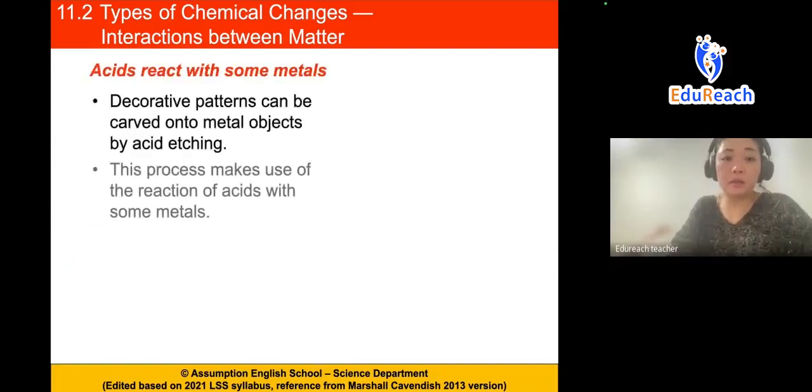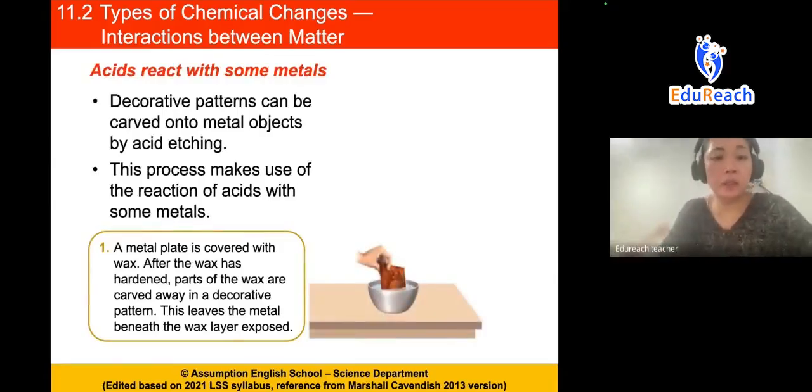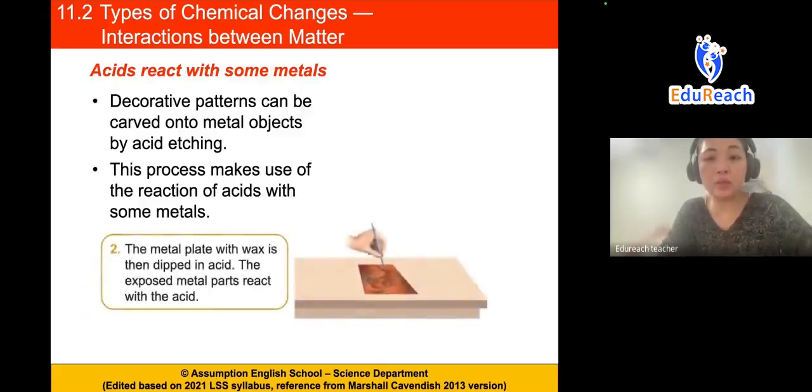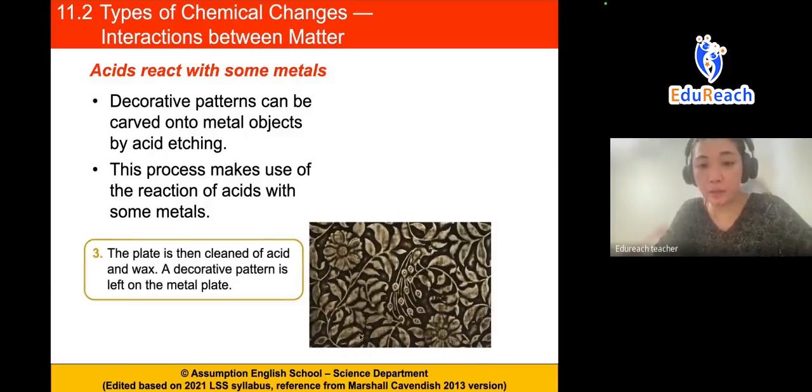And then some of you who had watched the part 2 video would have learned of this example, that we can use metal and wax, and then we can dip it inside a bowl of acid to etch a pattern onto the metal. Whenever you see artwork like this, sometimes they don't carve it by hand, they are using acid. The acid will react with the metal, and the parts that are covered by wax will not react with the metal. This allows us to make very intricate patterns on metals, which can be very difficult to handle.